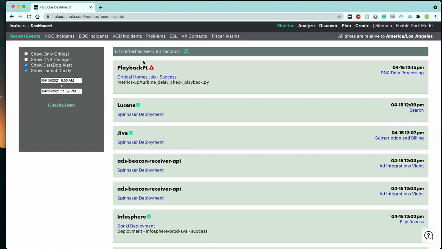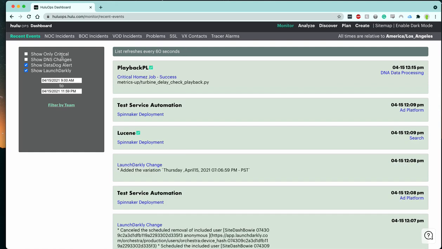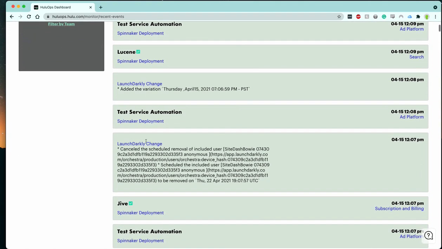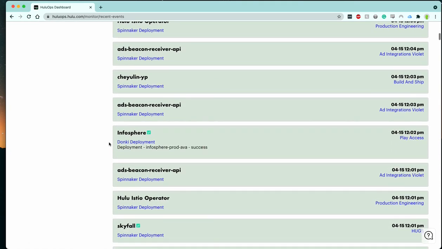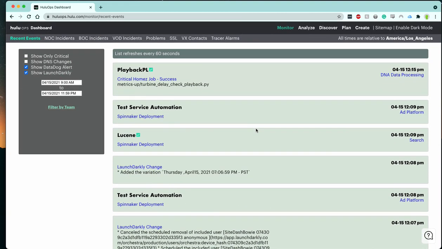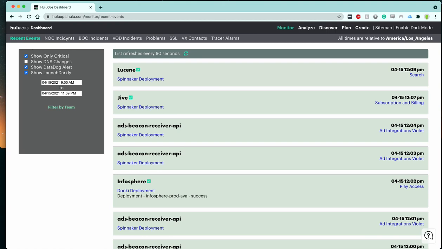So critical is important because teams will self-identify their service as critical on Yellow Pages, and we read that data, we use that data. But if I uncheck show only critical, I'm going to see this LaunchDarkly change, right? There was a LaunchDarkly change there. You get a little bit more visibility. So if something were failing right now and we suspected it was related to change, I could actually show all of these changes and get a pretty good idea of where to start our investigation. So I'm going to move on from this one.